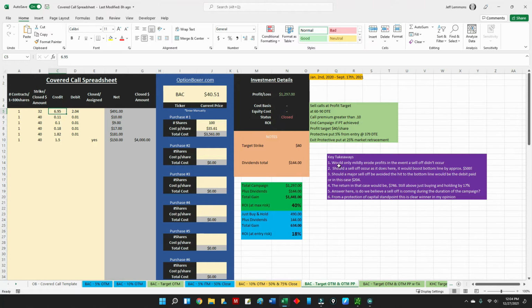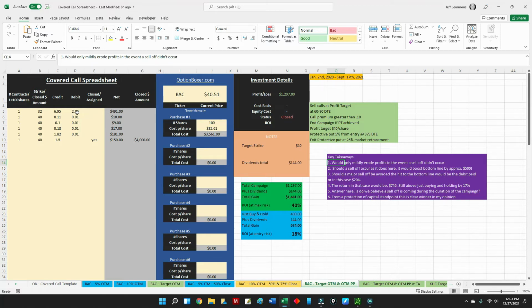And you can see some of the key, well, actually, let's take a look here first. You can see this covered call campaign with the protective put would have yielded me 40% return on my investment versus 18% over the same time period just buying and holding the shares. The key takeaways here: the protective put would only mildly erode the profits in the event a sell-off didn't occur.